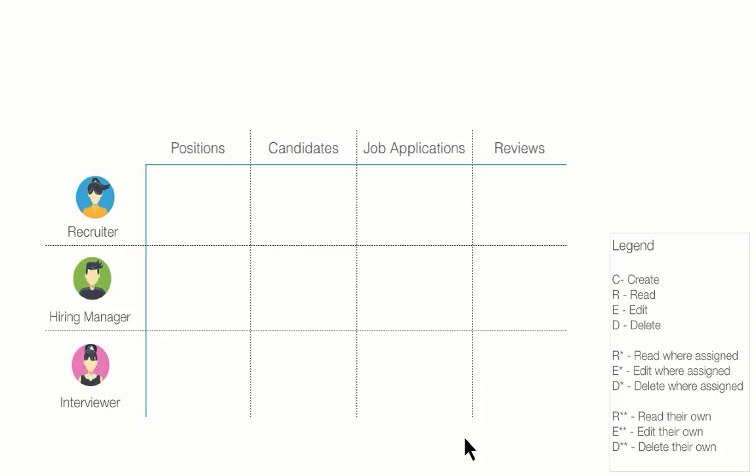Based on the following needs, we can quickly create a matrix documenting the objects on the x-axis and different kinds of actors like recruiter, hiring manager, and interviewer on the y-axis. I have a legend here: C for create, R for read, E for edit, and D for delete. R star: read where assigned; E star: edit where assigned; and delete where assigned. R double star: read their own records, edit their own records, and delete their own records. Based on the requirements, I can fill in this matrix.